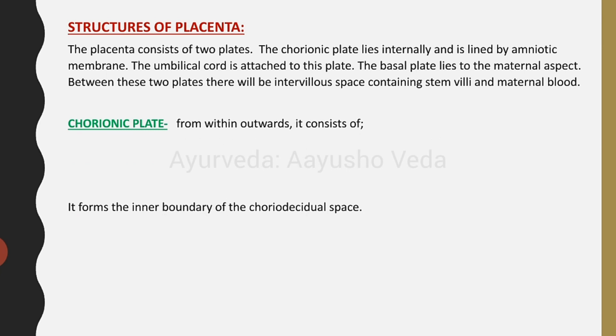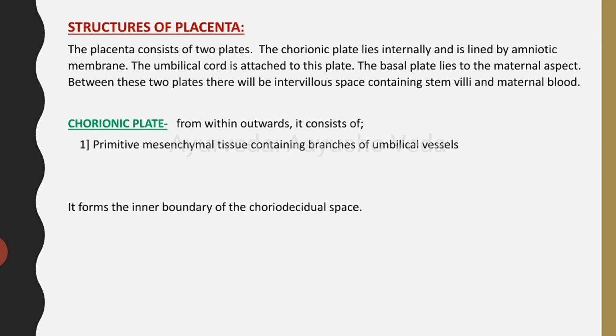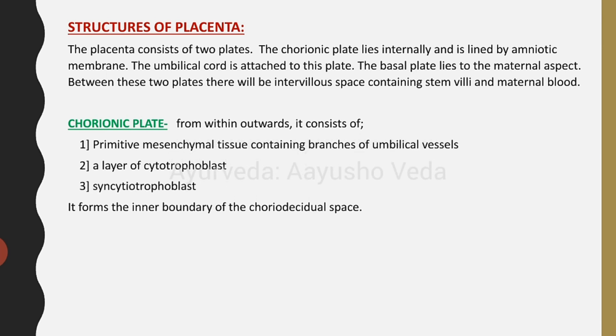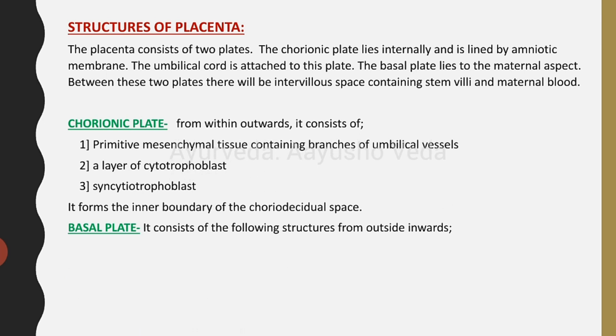Between these two plates, there will be intervillous space containing stem villi and maternal blood. So, first one is chorionic plate. From within outwards, it consists of first, primitive mesenchymal tissue containing branches of umbilical vessels. Second layer will be layer of cytotrophoblast. And the third one is syncytiotrophoblast. So, it forms the inner boundary of the choriodecidual space.